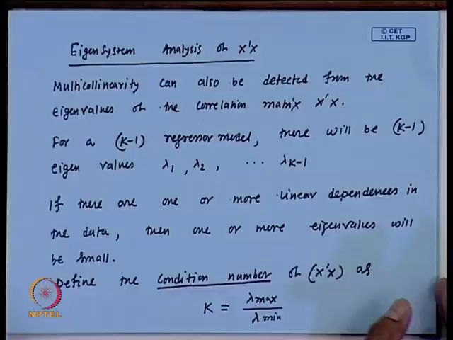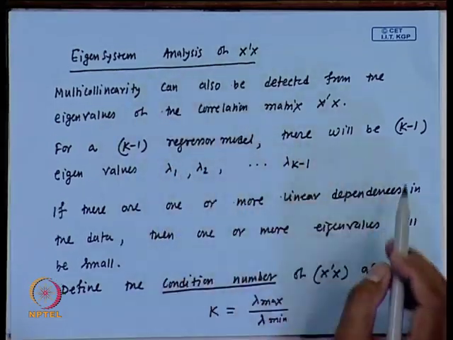we talked about the different techniques to detect multicollinearity. We learned about examination of the correlation matrix, and also we learned about the eigensystem analysis of the X prime X matrix or the correlation matrix. Okay, so first I will recall the eigensystem analysis we learned in the previous class.